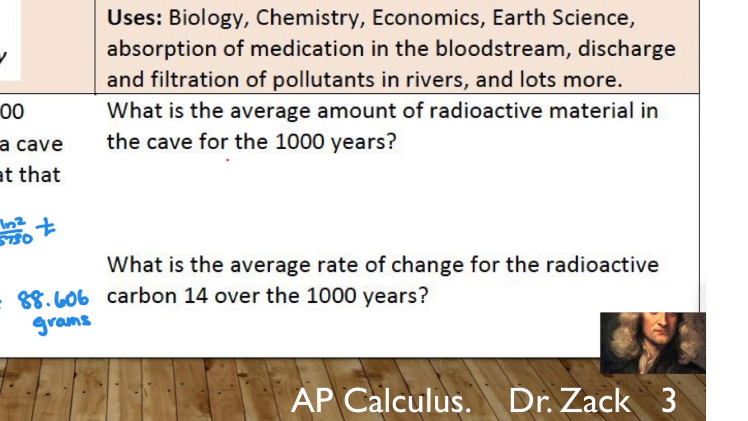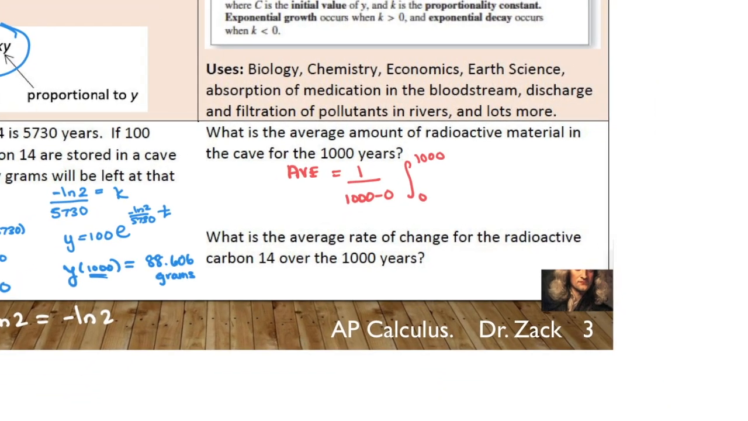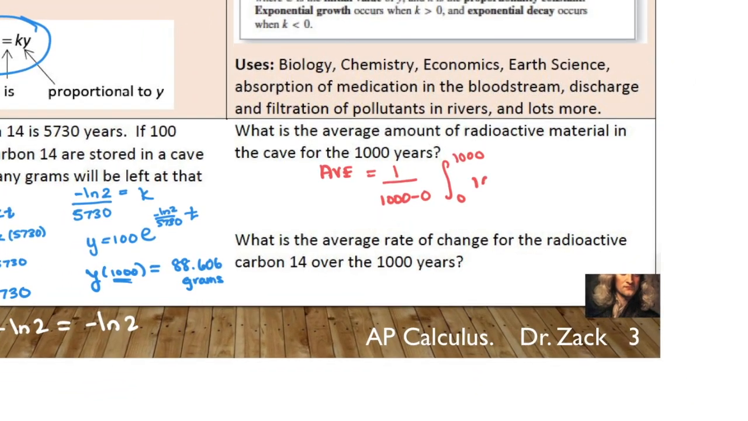Now, the next question, what is the average amount of radioactivity? I want to recall that the average value of a function can be found by taking 1 over b minus a, and you're going to integrate from 0 to 1,000 of the function that you have written, which was 100 e to the negative kt, but we know what k represents here, dt. So once you figure out that average value, you can use it.